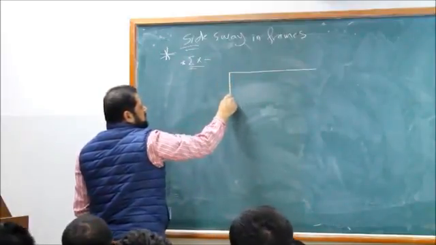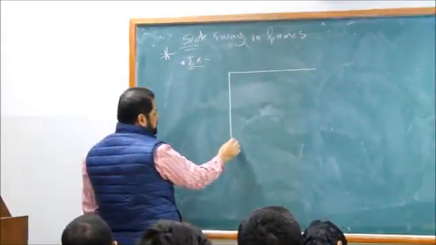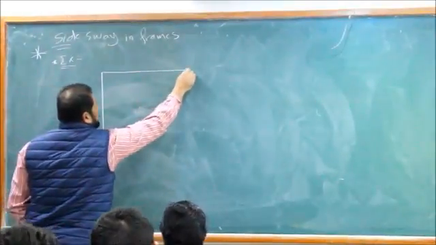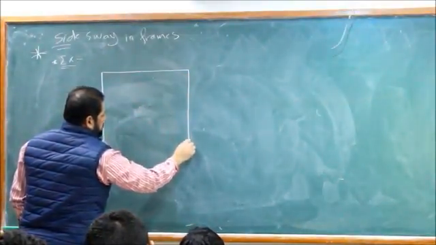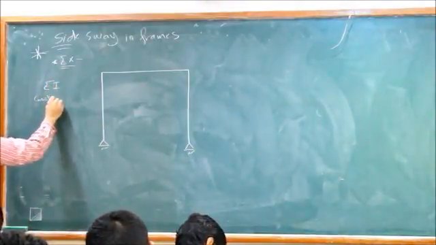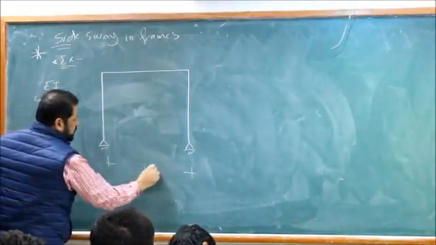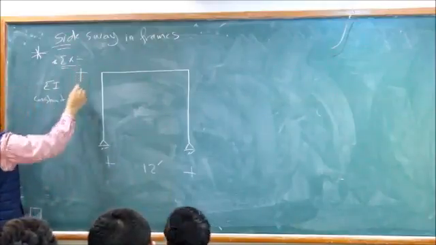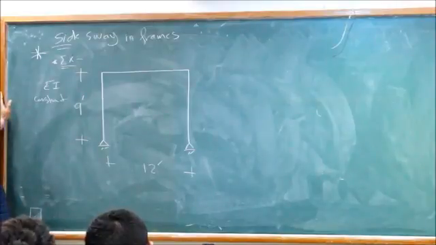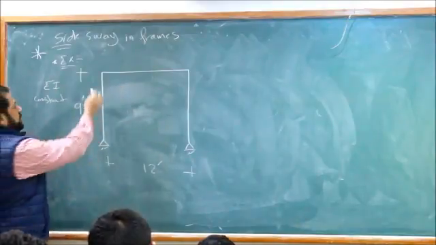Look, if you have a frame like this, you can have fixed or pin, anything you want. Fixed or pin, the same solution. Let's just do pin and pin. And let's have EI constant. And let's have this length 12 feet, and this height 9 feet. Now how can we have side sway?